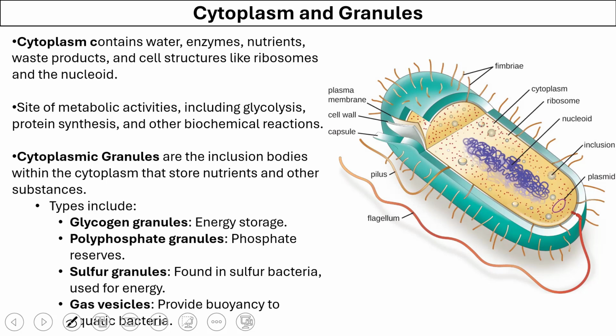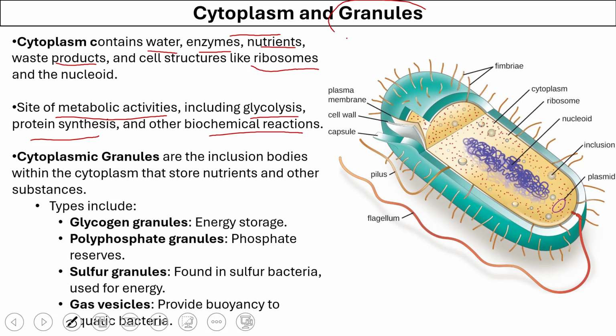The cytoplasm, just like the eukaryotic cytoplasm, mainly contains water, enzymes, nutrients, and waste products, and houses several organelles which provide different functions to the cell. These are the site for metabolic activity; glycolysis, protein synthesis, and several other chemical reactions occur in the cytoplasm.